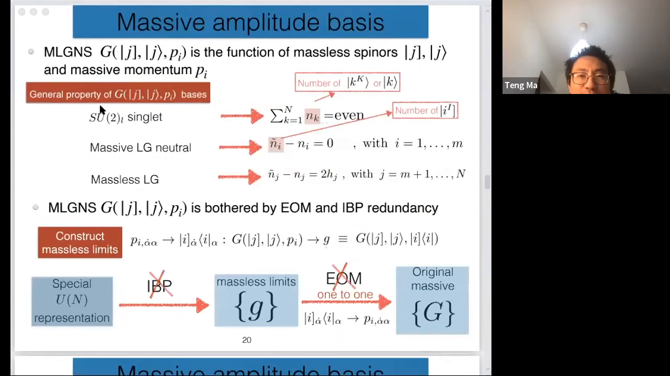Here are the general properties of the massive little group neutral structure, and its spinor constraint. First, the massive little group structure A should be an SU(2)_L singlet, and the G part should always be little group neutral, and it should take the correct little group charges. This is the spin-norm constraint. I will discuss this. The G part can have both the equation of motion and IBP redundancy.